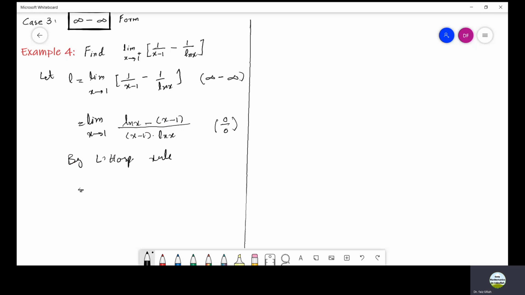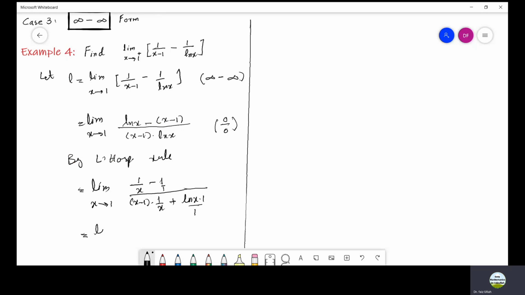By the L'Hopital rule, we have the limit as x approaches 1. Let us differentiate the function in the numerator. And here we have minus 1 divided by, we will apply the product rule. First function into differentiation of the second plus second function into differentiation of the first, which is 1.